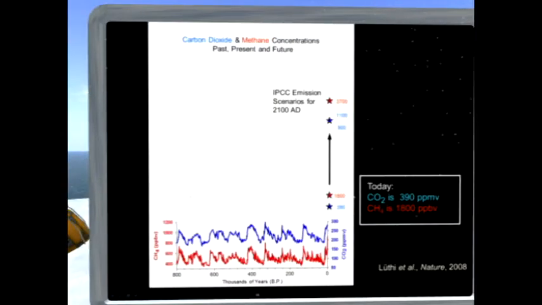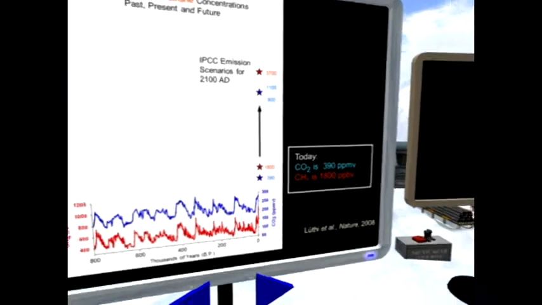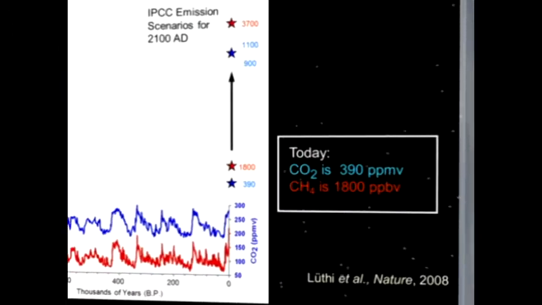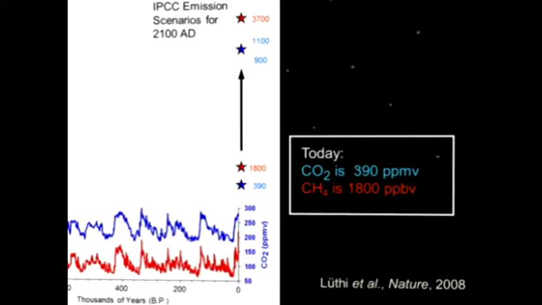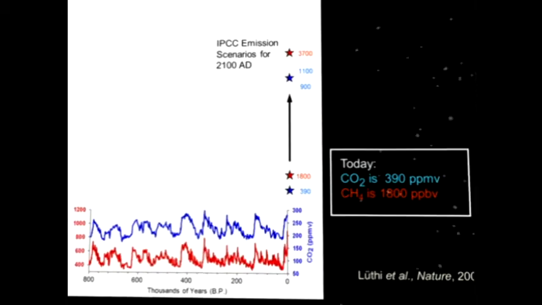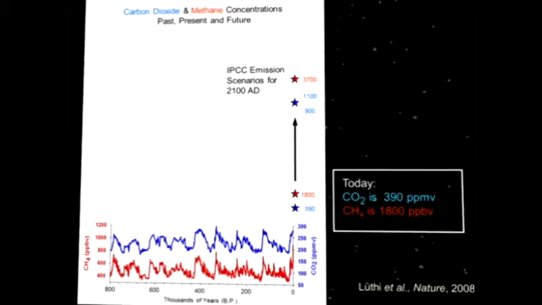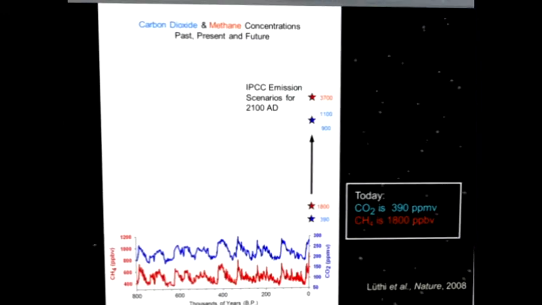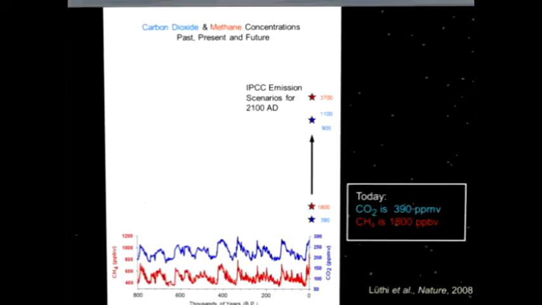If you see on the right side, you'll see the 2 dots or the stars, the red one and the blue one. That shows you the concentration of carbon dioxide in blue and methane today. So what you can see is that the concentrations of those 2 important greenhouse gases are higher than they've been in the last almost 1 million years. And then if you just follow the arrow up, you can see how high those concentrations are predicted to be at the end of the current century. So that's 91 years from now.